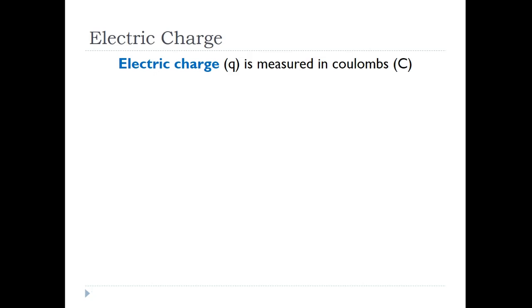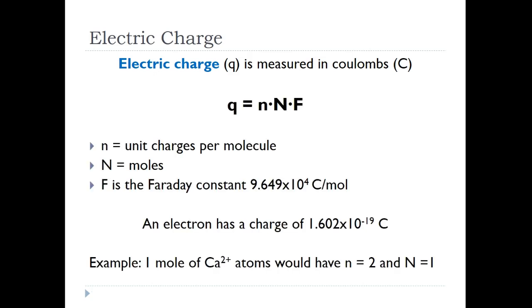There are only so many letters in the alphabet, so Q also stands for heat. We're not talking about heat in this chapter, so charge Q. So we could solve for the actual charge on anything with this equation. The lowercase n is how many of those charges there are in the molecule. The capital letter N is the number of moles, and F is the Faraday constant, 96,490 coulombs per mole.